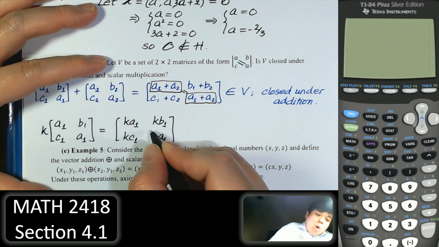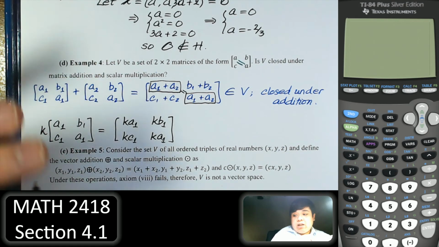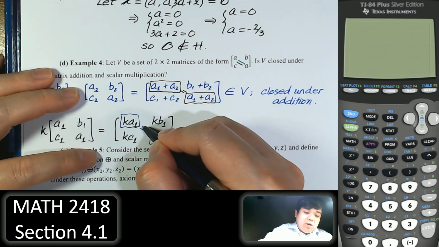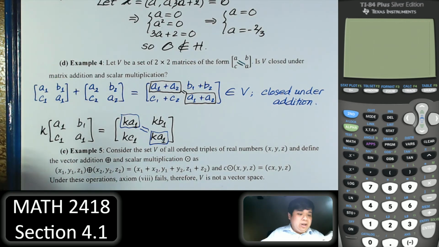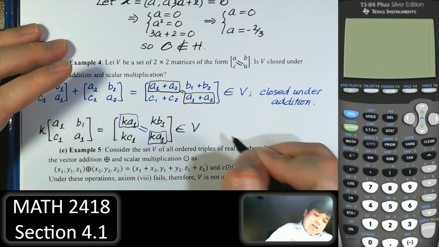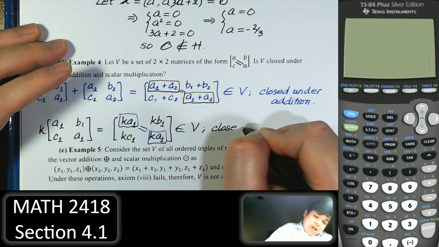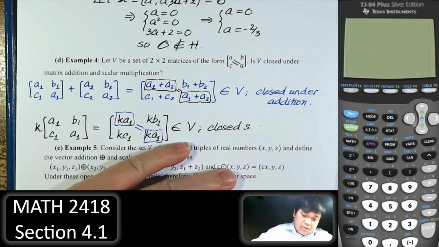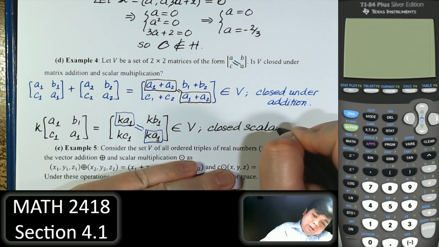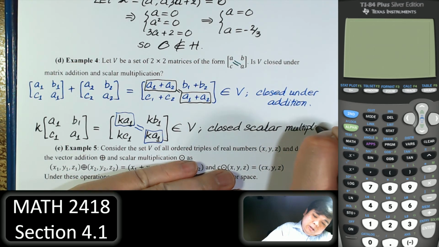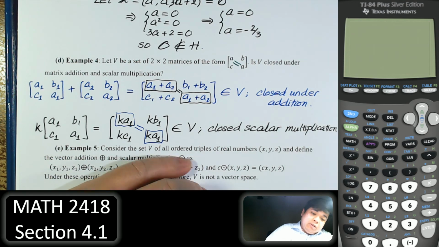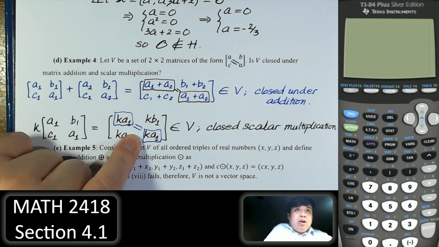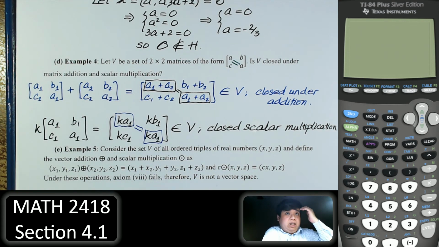Now, is this also in V? How do we know that? Well, if it is an element in V, the diagonal entries have to be equal, and they're equal. So we say this is in V. So this one is closed under scalar multiplication. Originally, this element is in the set V, multiplied by a constant. The result is also in V. So that's why it is closed under multiplication. Right.